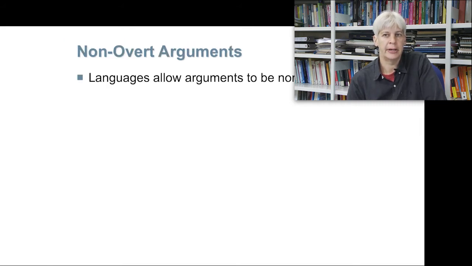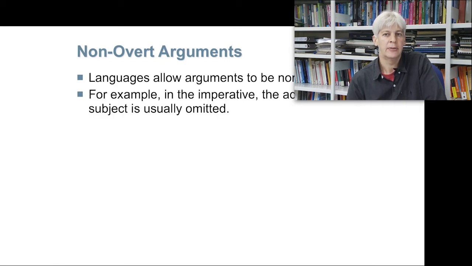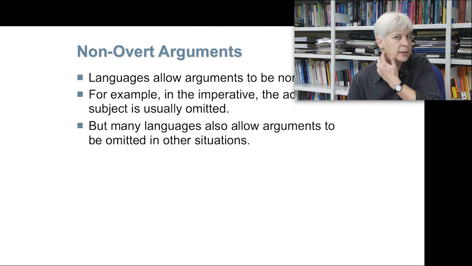Okay, so let's start with imperatives. Imperatives are an example of a sentence with a non-overt argument. Languages generally allow arguments to be non-overt. For example, in the imperative, the addressee subject is usually omitted. So you can say things like, eat this apple, and then it's not clear who's being addressed. The subject is being left out. So who's supposed to be eating the apple? We don't know. Either you as a person, you plural, somebody is supposed to be eating this apple.